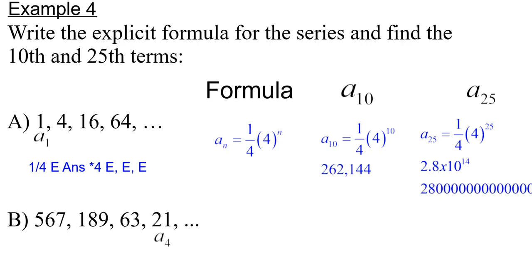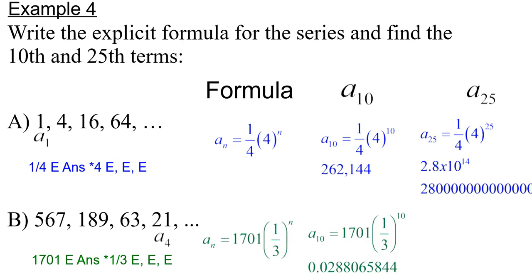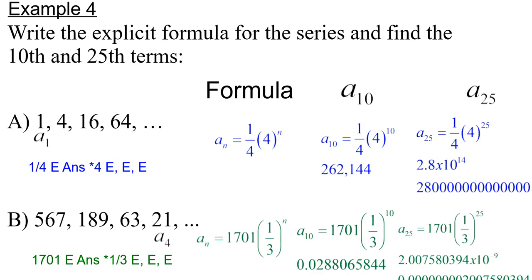Looking at my series of numbers here in part B, again, I'm looking at those and I can see a pattern of a common ratio of 1/3. And again, to calculate that, I just took the current divided by the previous. To backtrack, if I was going forward multiplying by 1/3, you could divide by 1/3, which is like multiplying by 3, and we have our initial term of 1,701. Put those together, you now have your formula. We can calculate our 10th term, and we can also calculate the 25th term.